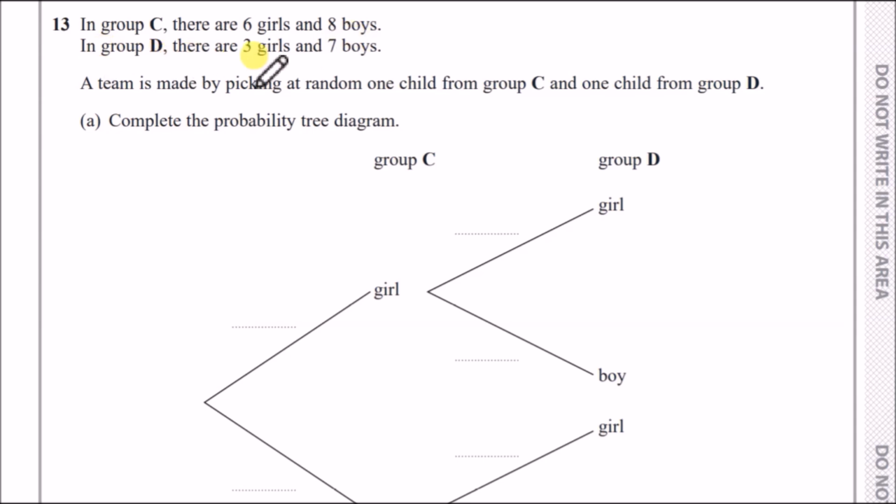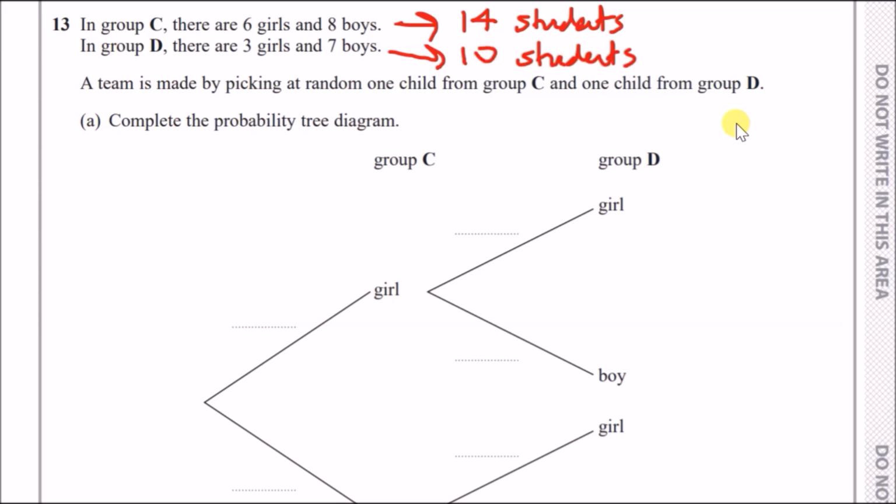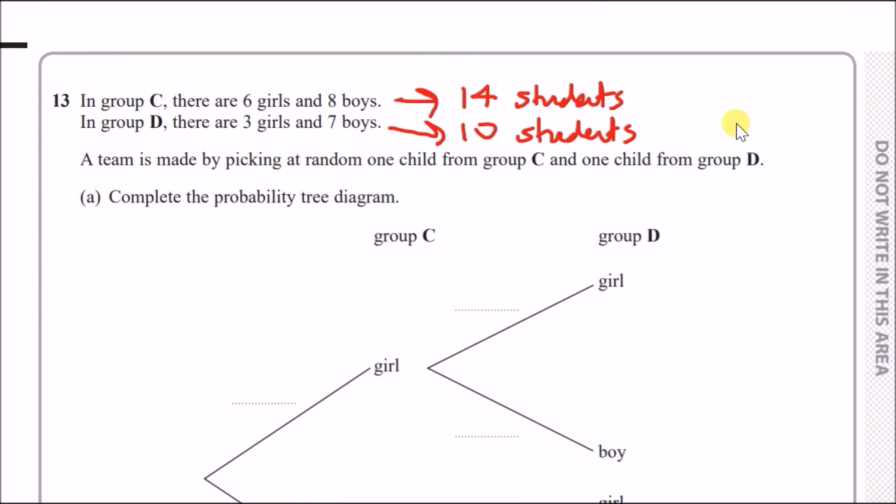And in group D, there are 3 girls and 7 boys. Now, a team is made by picking at random one child from group C. So you got one out of these guys. So just to help, let's make a total number of both here. If you got 6 girls and 8 boys, then you got 14 students in that class, yeah? So 14 students. Whereas in group D, you got 3 and 7, so 10 students. Okay, so it's always good to total these up, yeah? Because we're using probabilities here.